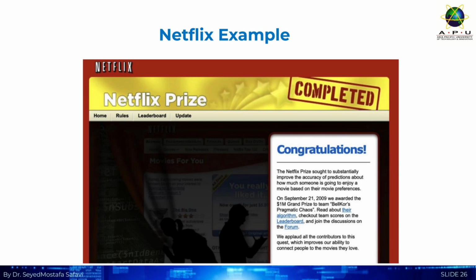This is a great historical anecdote. Back in 2009, Netflix ran a famous competition where they offered a $1 million prize to the team that could beat their existing movie recommendation system by a certain percentage. This highlights the real-world impact and intense focus on improving algorithm accuracy and efficiency.